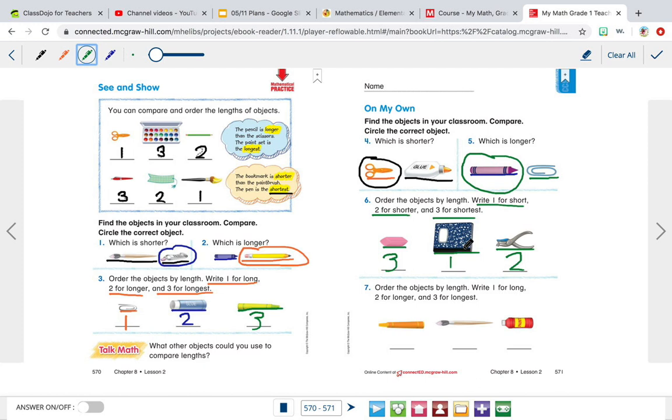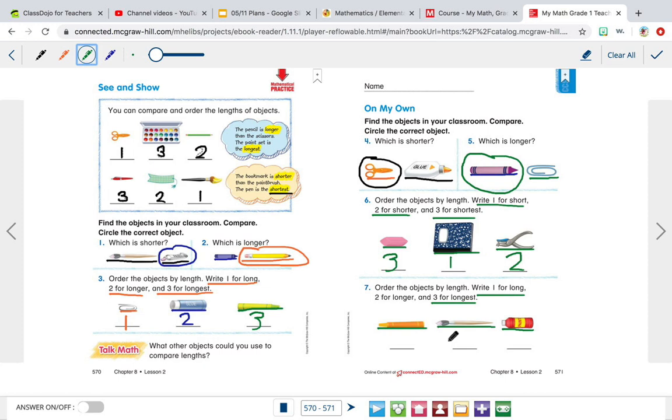Now let's look at number 7. Order the objects by length. Write 1 for long, 2 for longer, and 3 for longest. So 1 is going to be the shortest one, and 3 is going to be the longest one. Well, let's draw our lines first, so we can see how long everything is.